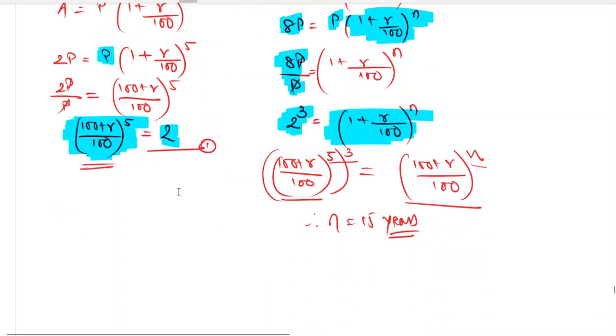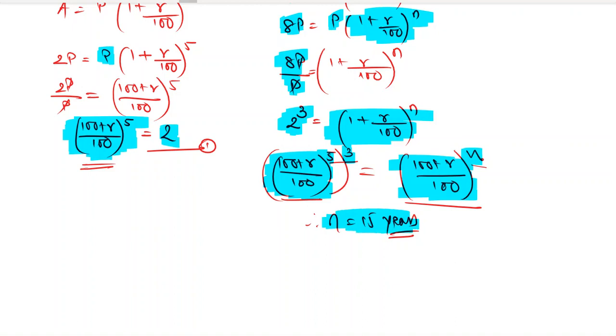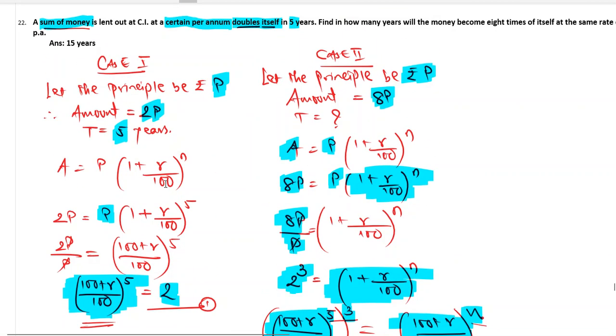Now I know the value of 2. See, what is the value of 2? Over here, the value of 2 we know: (100 plus R upon 100) the whole raised to 5. So I put the value of 2 here, and the whole raised to 3. And here also if I take the LCM, it becomes (100 plus R upon 100) the whole raised to n. Now 5 into 3 is 15, and 15 is equal to n. So n is equal to 15 years. In 15 years, this principal will become 8 times of itself.